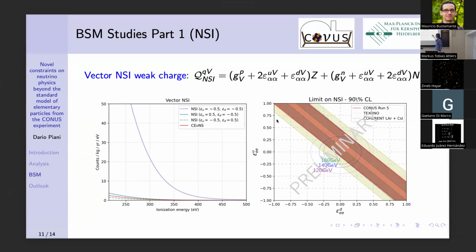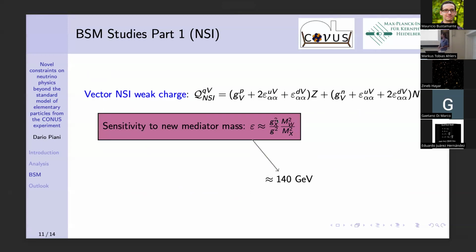That means that the shaded areas are the allowed areas in the plot, where we have on the x-axis the epsilon parameter for the down quark, and on the y-axis for the up quark. And as you can see, it's quite competitive comparing to other experiments such as TEXONO and COHERENT. COHERENT gets 2 bands instead of 1 because they actually see the CEvNS signal that we still didn't see in the run 5 of CONUS. And that is because of a degeneracy in the weak charge. If you want, we can talk a bit more about that if you have questions.